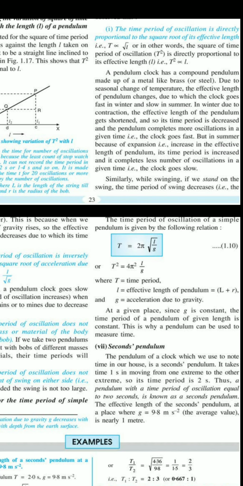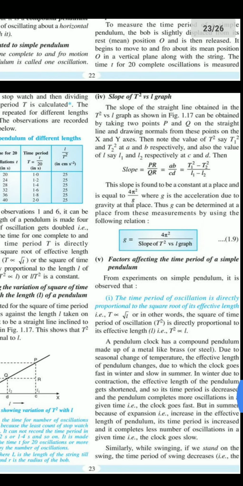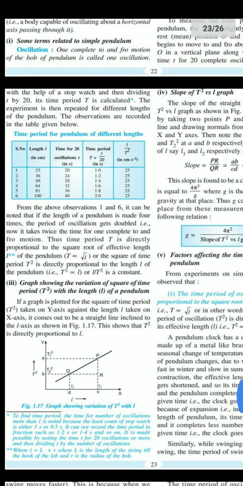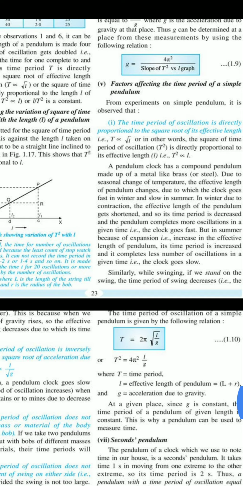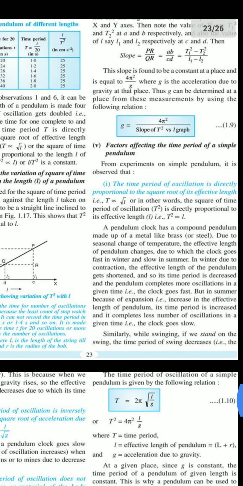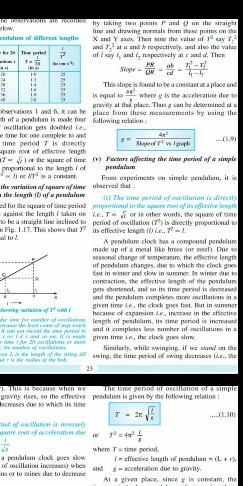Then there is this formula, equation 1.10: T is equal to 2 pi under root L upon g. This you have to learn. So there are two formulae for T. One is T is equal to 1 upon f, where f is the frequency. If you know the frequency, then you will calculate the time period like this. But if you know the length of the pendulum, then you will calculate T with the help of this formula.